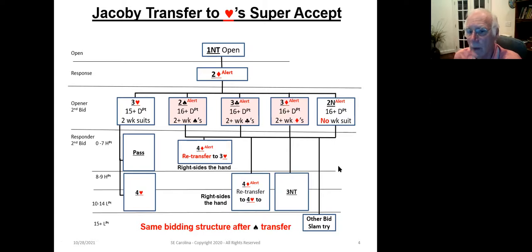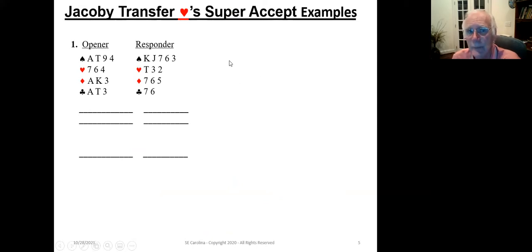All right. If the responder transfers to spades, the structure is very similar to what we see here. Let's go ahead and look at a couple of examples. In this first example, our partner has 15 high card points and opens 1 no trump. The responder has 5 spades, 4 high card points, 1 lane point.